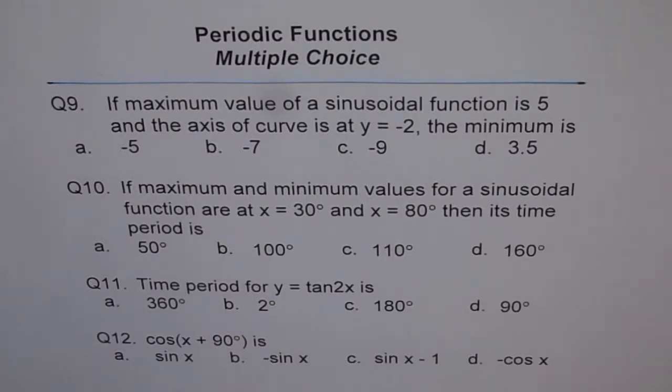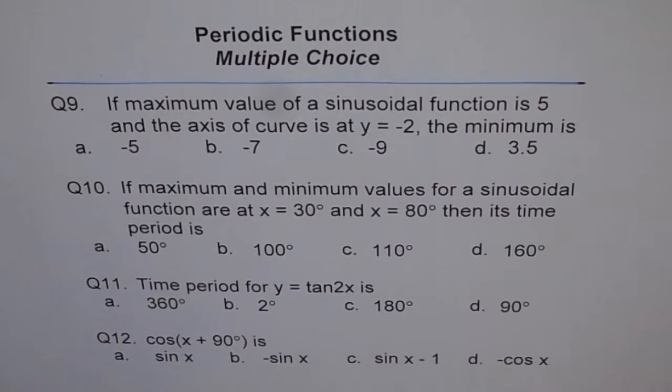Question 10. If maximum and minimum values for a sinusoidal function are at x equals 30 degrees and x equals 80 degrees, then its time period is 50 degrees, 100 degrees, 110 degrees, 160 degrees.